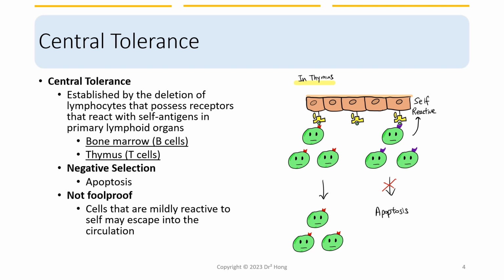The chief mechanism of T cell tolerance is the deletion of self-reactive T cells in the thymus, and we call that negative selection. The same process also happens for B cells in the bone marrow. However, it is not a foolproof process, and cells that are mildly reactive to self-antigen may escape into the circulation. So it is important to have peripheral mechanisms to maintain self-tolerance.